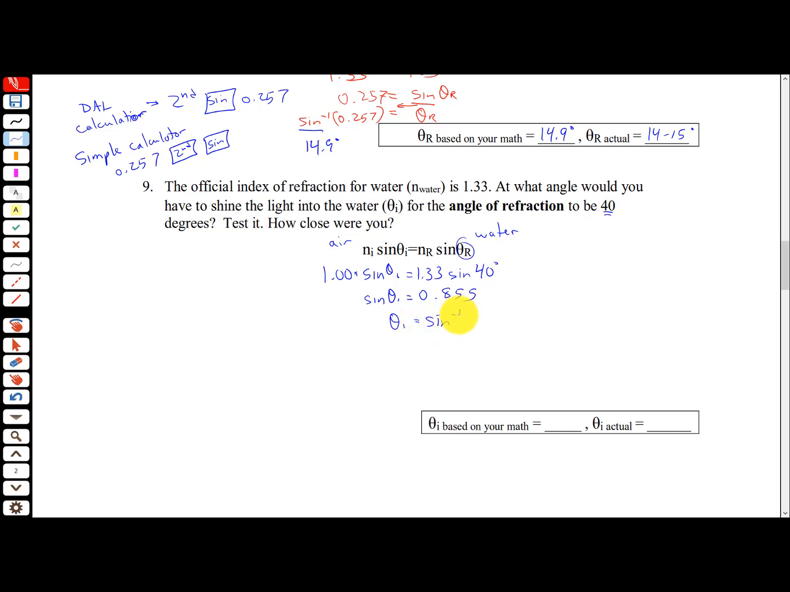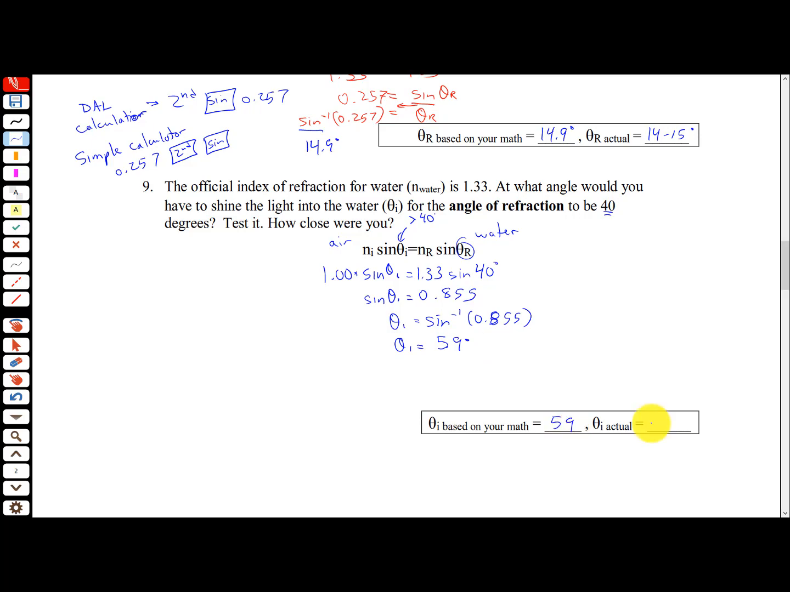Another way of saying divided by sine. So inverse sine of 0.855. Before we even get there, this should be greater than 40, because if light bends towards the normal when it comes into a denser material, then for it to be in that material at 40 degrees, it has to be bigger than that. So inverse sine of 0.855 is equal to 58.7, so we're going to say 59 degrees.